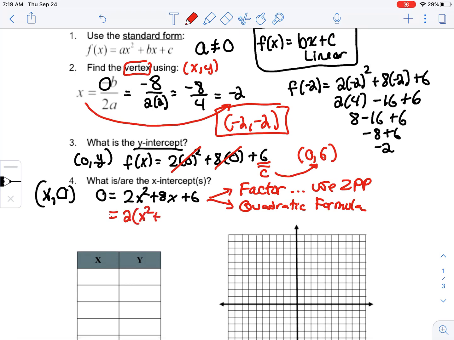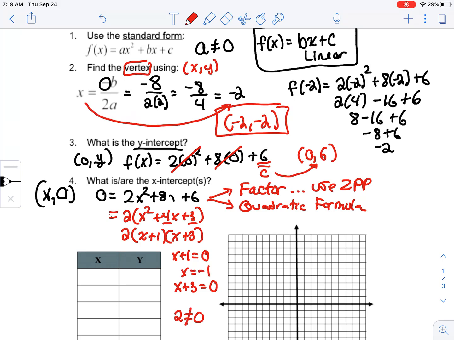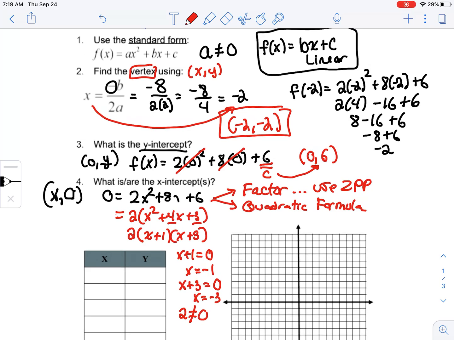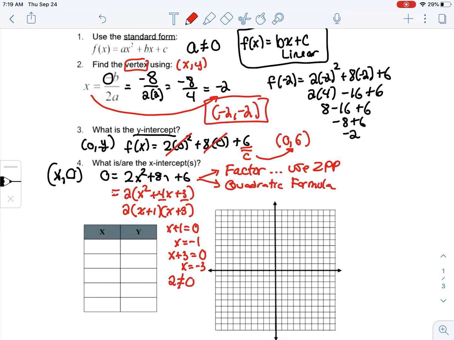We're going to start by factoring out a 2, x squared plus 4x plus 3. We're going to factor that trinomial. Factors of 3 that add up to 4 are going to be 1 plus 3. And then using the zero product property, we can set each of those factors equal to 0. Now, we don't need to set the 2 equal to 0 because 2 does not equal 0. When we solve each of these, we end up with x-intercepts of negative 1 and negative 3.